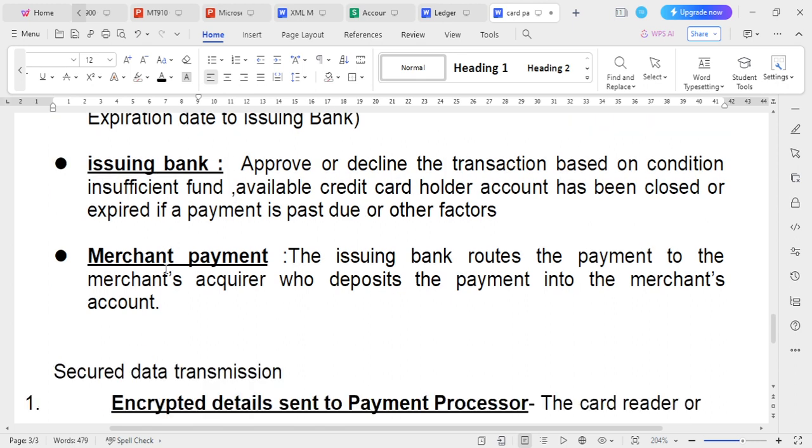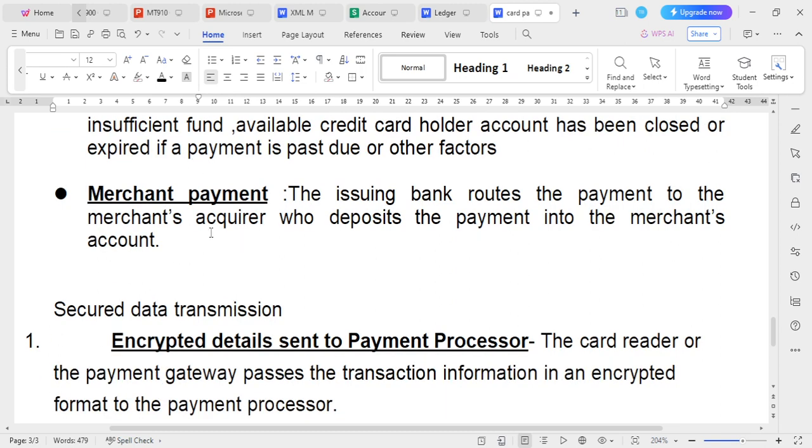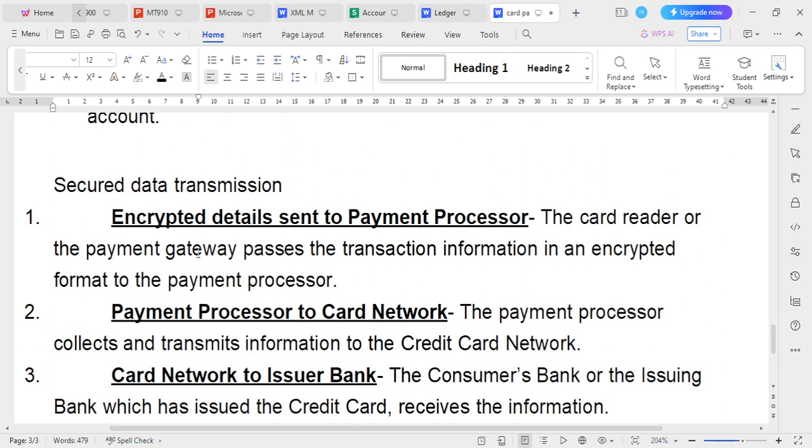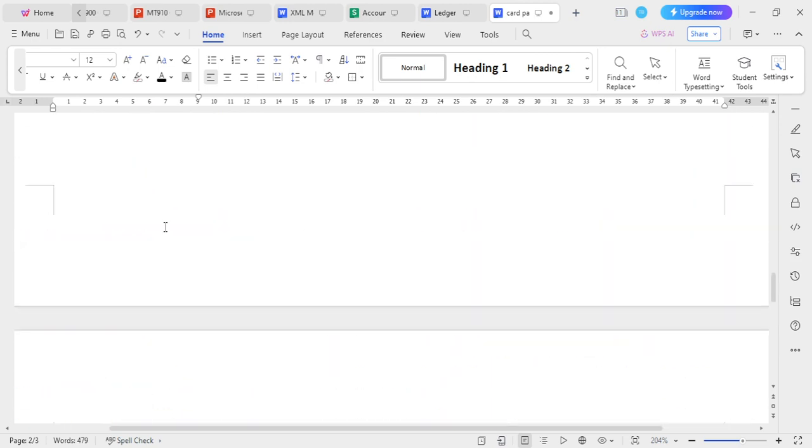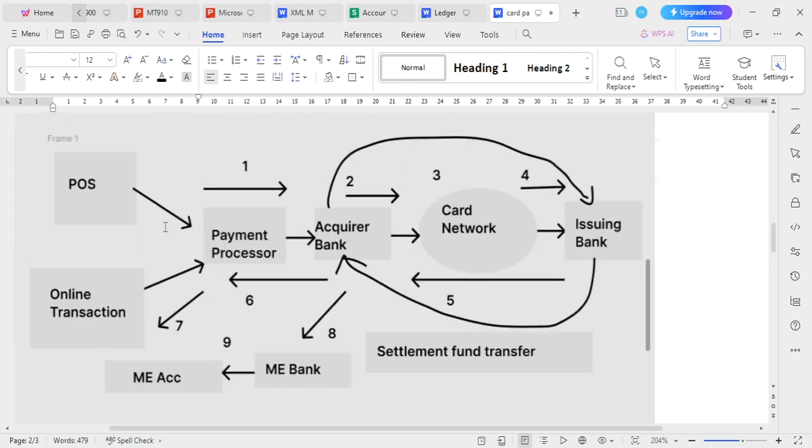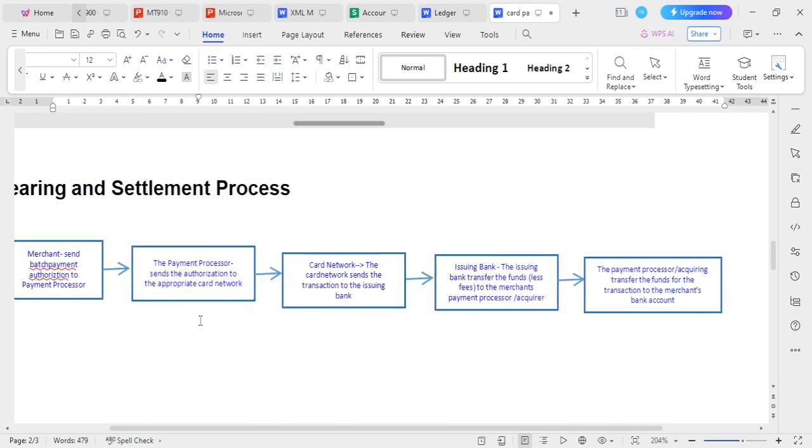Once everything is a success, the merchant payment is rolled out and credited to the merchant account. This is the basic flow. Okay, how is the data encrypted? Once you enter the card details on a web page or POS machine, you swipe or tap the card. The data is encrypted because it's in a non-readable format. The payment processor sends the details to the acquiring bank, the acquiring bank sends them to the card network, and finally the issuing bank gives the confirmation to the acquiring bank, and you can see the notification on your POS machine or online transaction web page.